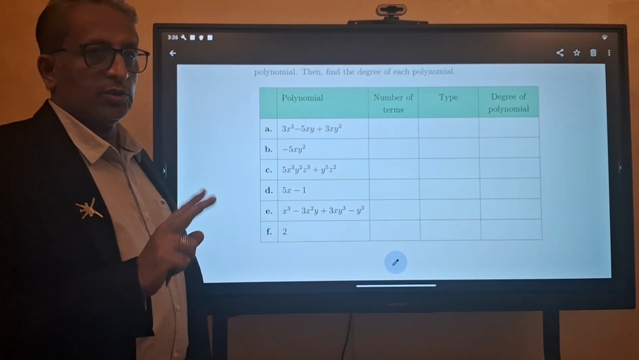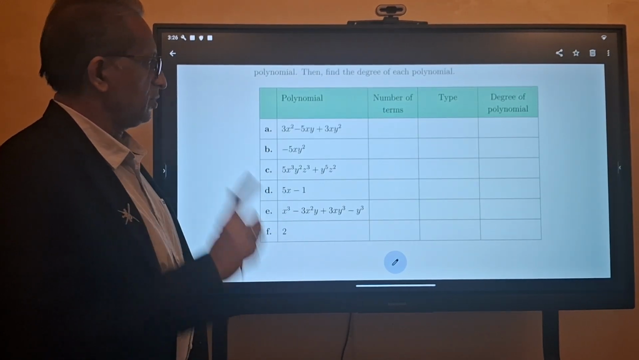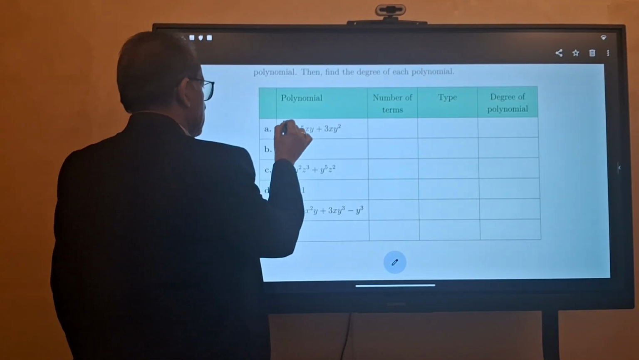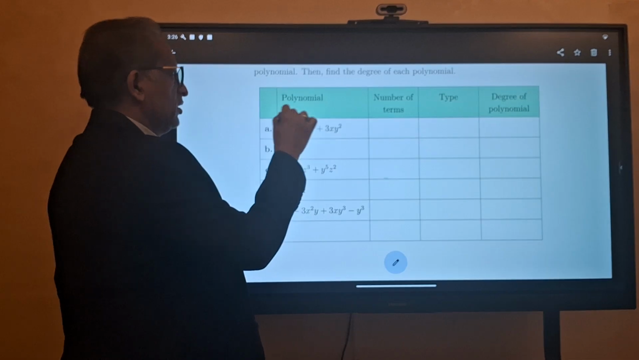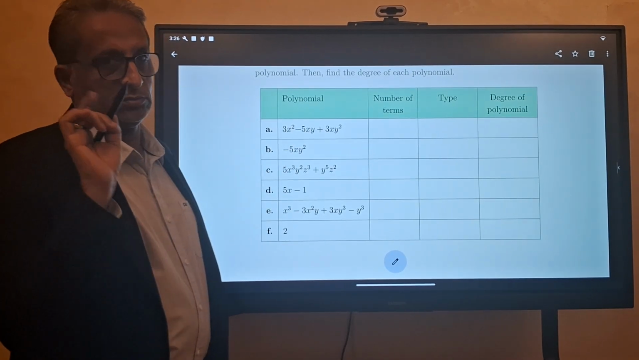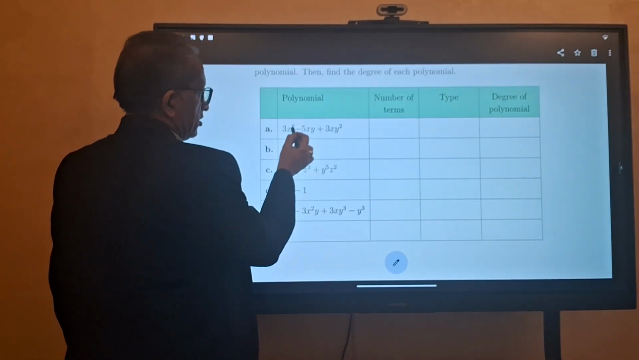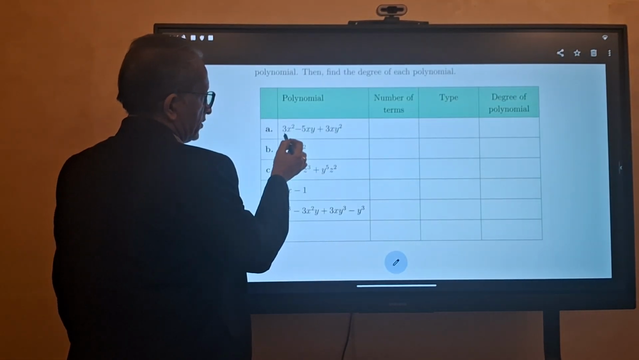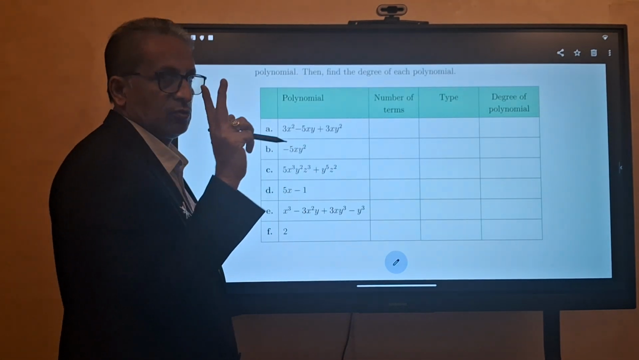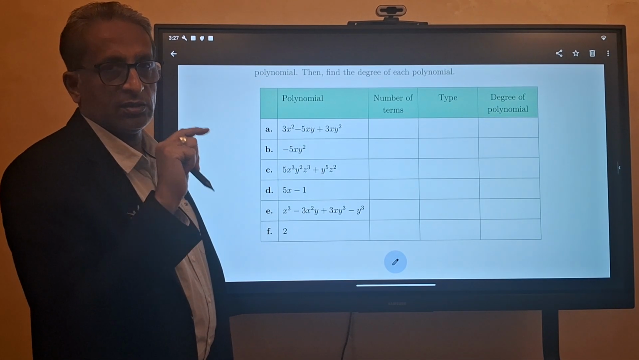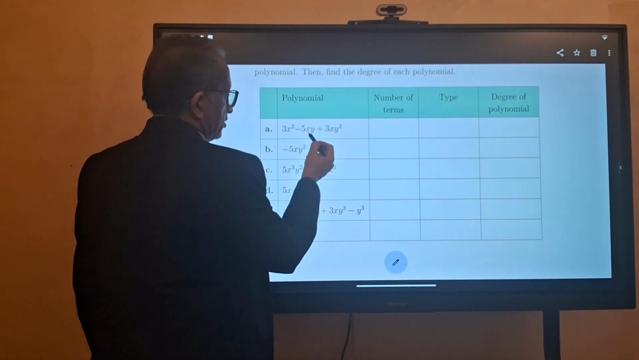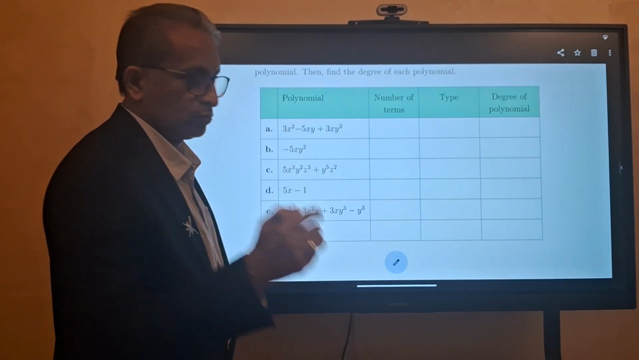When I am talking about the degree, remember, let's talk about the degree of the term. The degree of every term of the polynomial is the power. What is the power of x? 2. So the degree of the first term is 2. What is the degree of the second term? There are two variables. The power of x is 1, the power of y is 1. So I will add the powers: 1 plus 1. So the degree of the second term is 2.